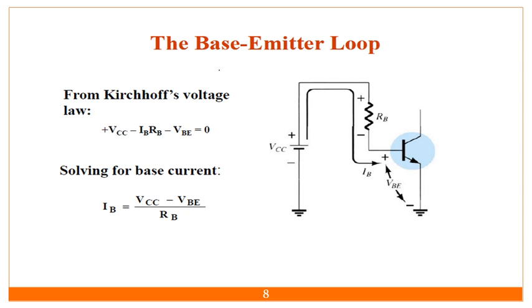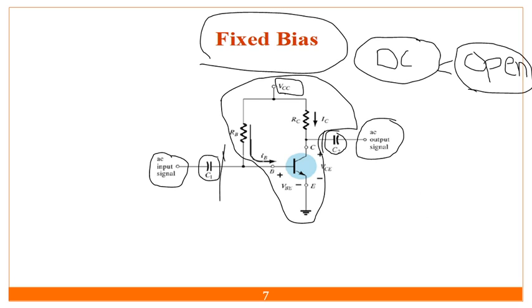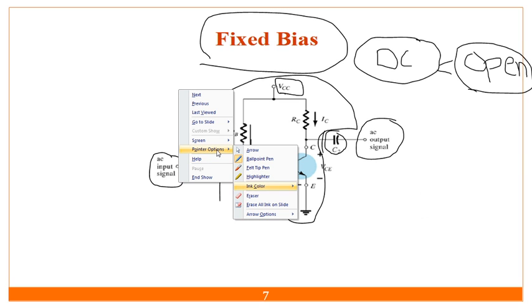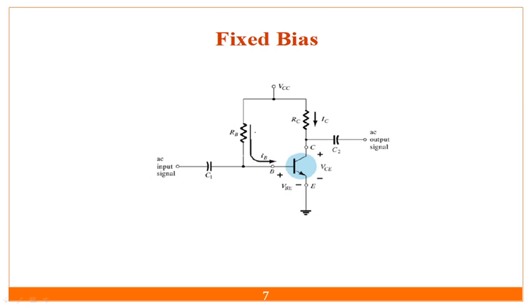We have to apply KVL at the input side. This is my input side, where IB is the base current, and this is my output side. The supply VCC comes across RB, goes to the base, and comes out via ground. Current flows from higher potential to lower potential. We apply KVL and find the value of IB, and from IB we find the value of IC. That IC is nothing but beta times IB.